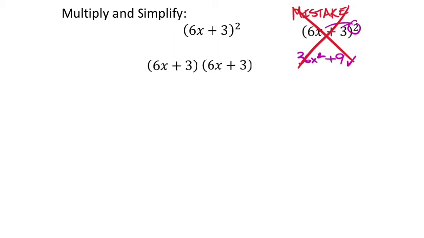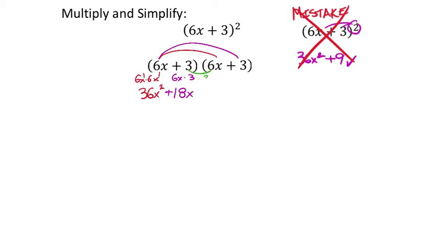Starting with 6x times 6x. So again, for me, the numbers, 6 times 6 is 36. x times x, or exponents 1 plus 1 is 2. So x to the power of 2. Now distribute the 6x to that positive 3 right there. Sorry, that's 6x times a positive 3. So 6 times 3 is positive 18. And then we just tack on the x there.